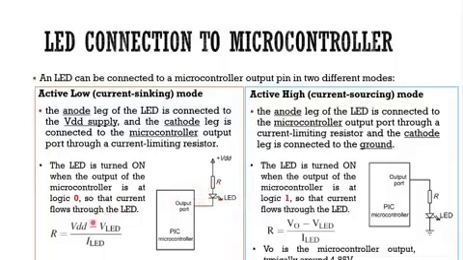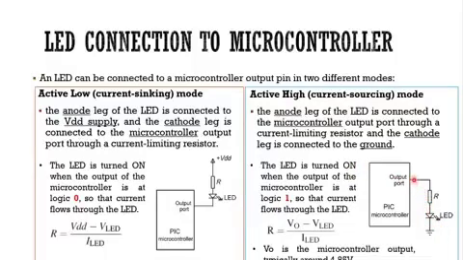Other than that, the most common configuration, you can see here in the schematic, we normally use around 1K or 10K. But if you want to be precise, you can use this equation. The same goes for active high. So why do we call it active high? You can see here.